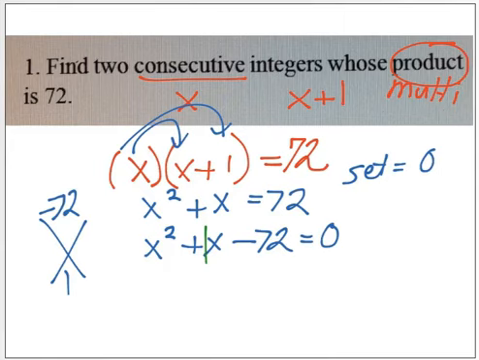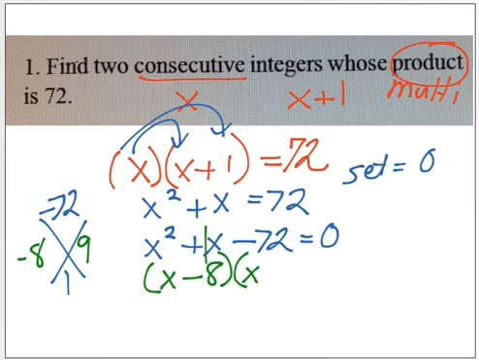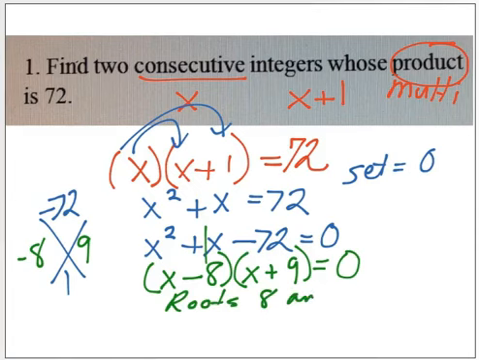So 8 and 9 come to mind. 8 times 9 is 72. How do I make it work? Well, if it's a negative 8 times 9 is negative 72. Negative 8 plus 9 is 1. So our factors are x minus 8 and x plus 9. Now, factors are not answers, so our answers, or our roots, are positive 8 and negative 9.